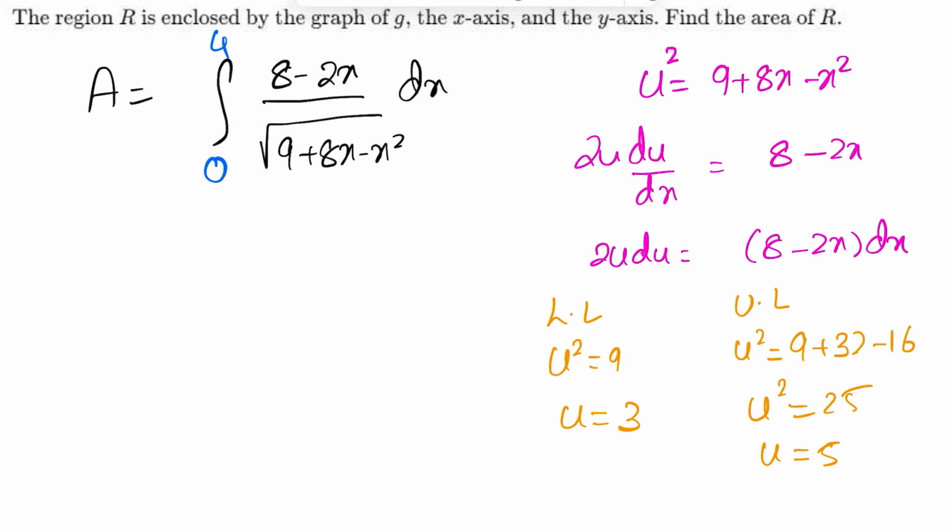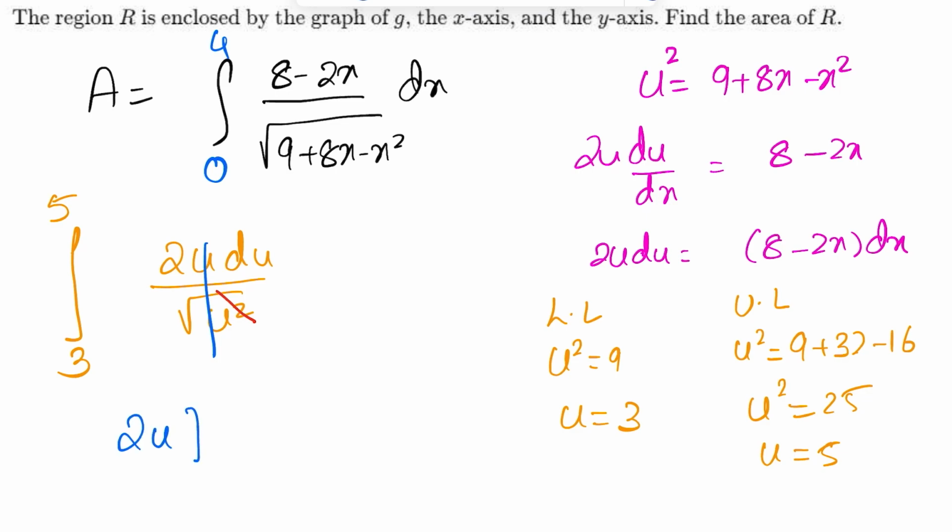So what will be the integral now? Lower limit is 3, upper limit is 5. (8 minus 2x) dx is 2u du divided by square root of u square. Square root of u square is u, then u and u cancel. Answer is 2 du. 2 du means just 2u from 3 to 5. So which is going to be 2 times (5 minus 3), which is going to be nothing but how much? 4.